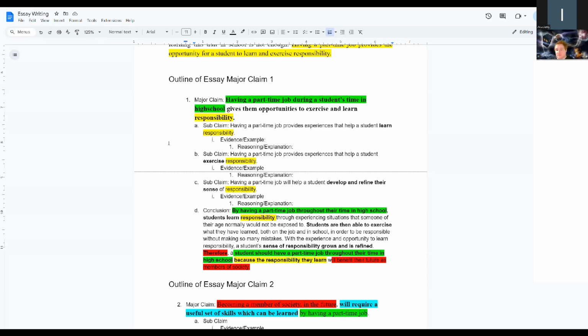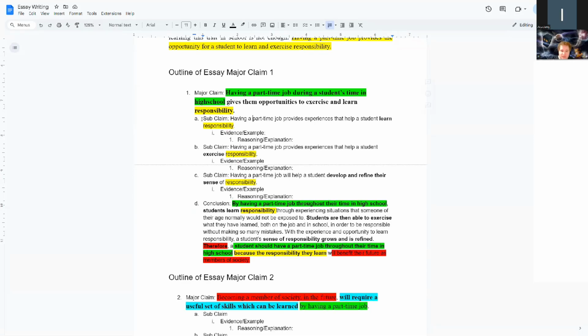Now, without any evidence, this is just opinion with some sound logic. It doesn't quite work until we provide the evidence for it. So as we see here, this little example, our major claim is broken down into 3 specific subclaims.